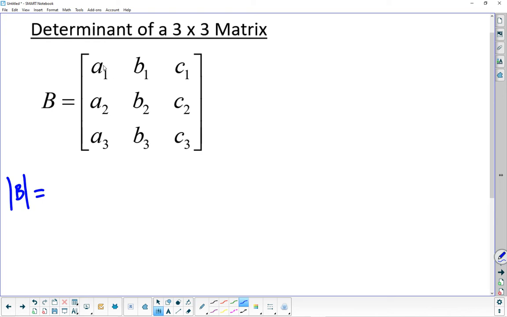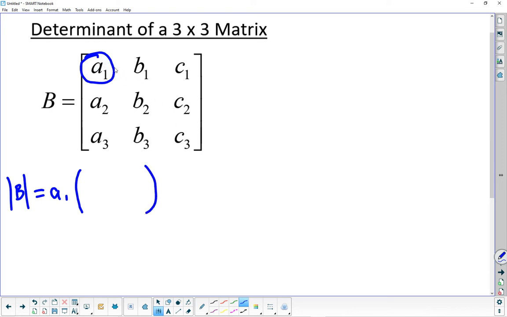Remember how we did the determinant of a 2 by 2? This is going to utilize the same procedure. We can take any row we want. I usually use the top row because it makes it easier. So we're going to go A1, and then we're going to multiply this.